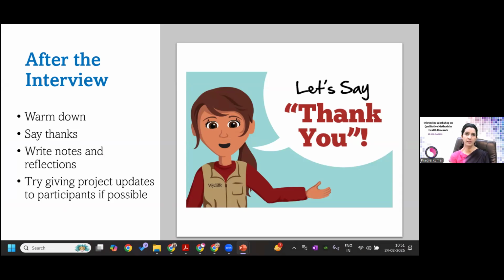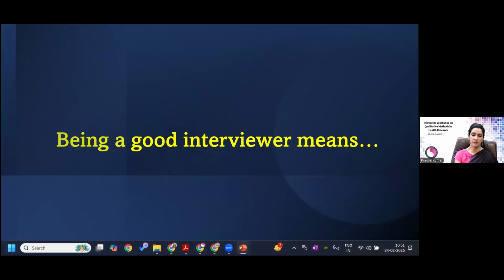We all say that you should write notes and reflections, and in the follow-up we'll see it in the ethical considerations also, which is known as member checking. So you should give project updates also, and many times we share a copy of the transcript, depending on the literacy status of the person. We'll discuss this in the analysis also.